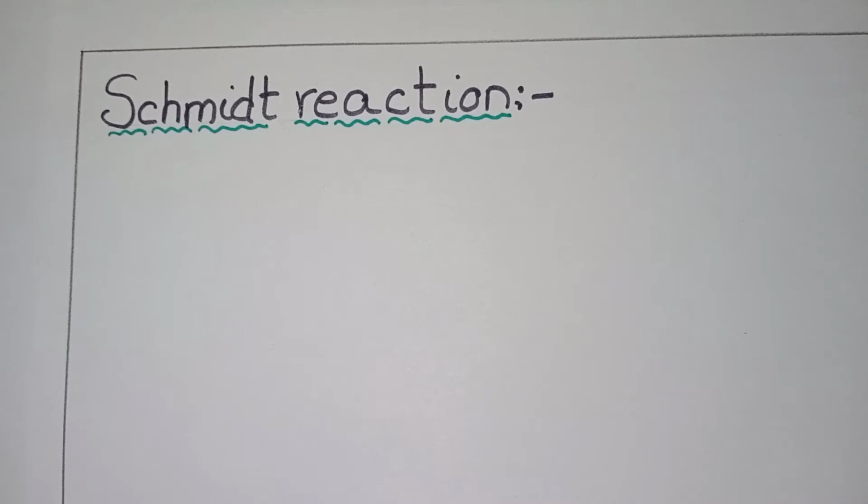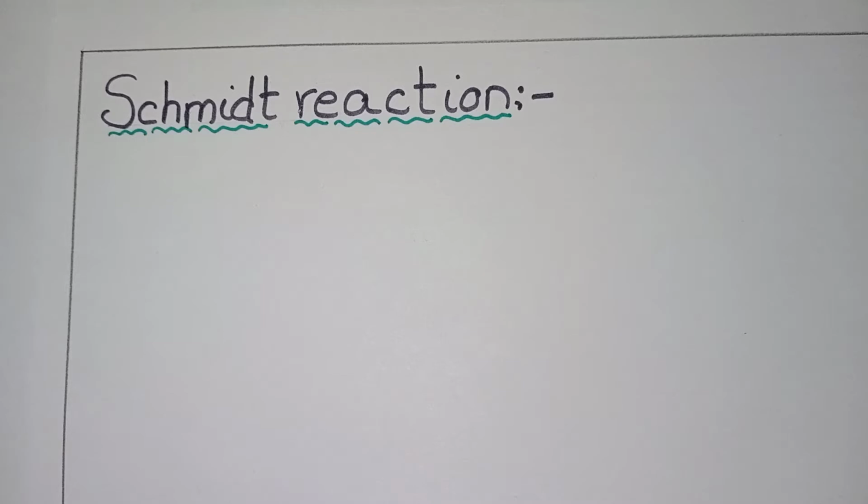What does this Schmidt reaction tell us? It tells us that carboxylic acids, when they are reacted with hydrazoic acid in the presence of concentrated H2SO4, give a product called amines. Once again, students, carboxylic acids, when treated with hydrazoic acid in the presence of concentrated H2SO4, form amines. This is what we call Schmidt reaction.